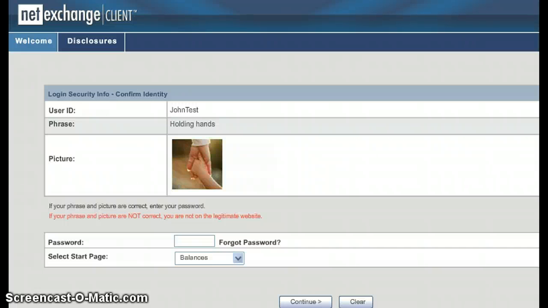Don't forget, if you're ever unsure about the security, it's important to get in touch with your financial advisor to make sure that even though the Netexchange Client is a very secured website, there are always possibilities for problems, and you should stay in touch if you think you are a potential victim of identity fraud.